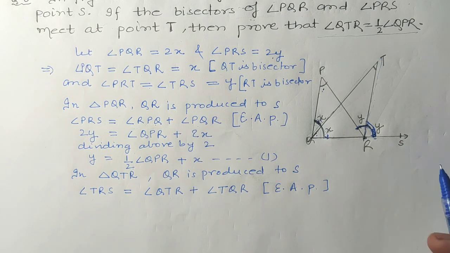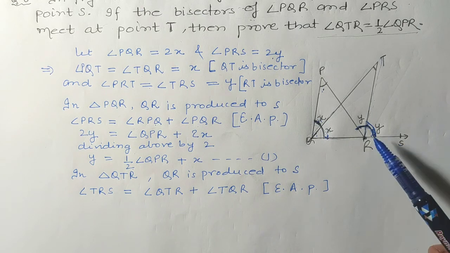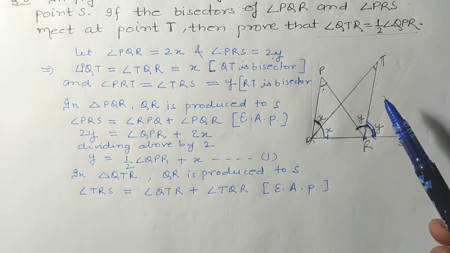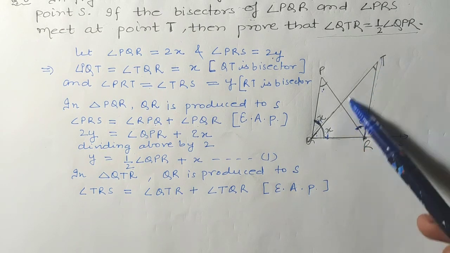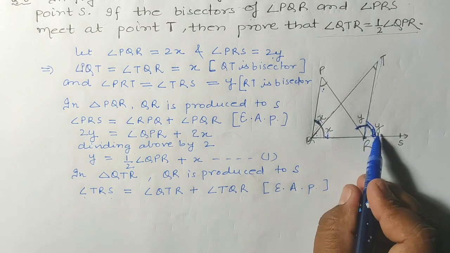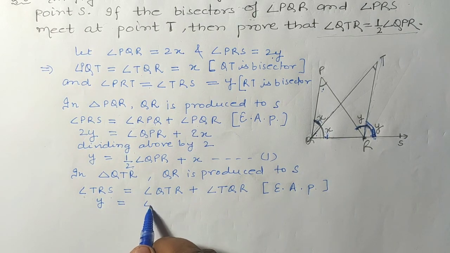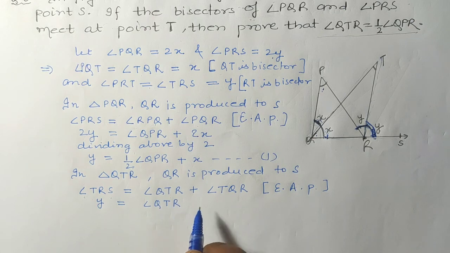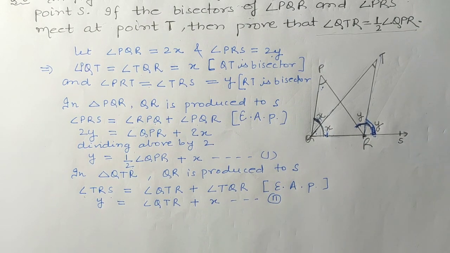Again the exterior angle property: if any side of a triangle is produced, then the exterior angle is equal to the sum of the two opposite angles, and here one angle is QTR and one angle is TQR, that we have written here. Now TRS is equal to what? TRS is y, so we will write y here. QTR we will write as it is, and TQR is equal to x. Suppose it is equation number 2.